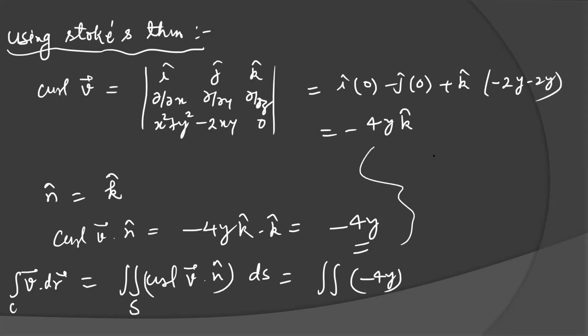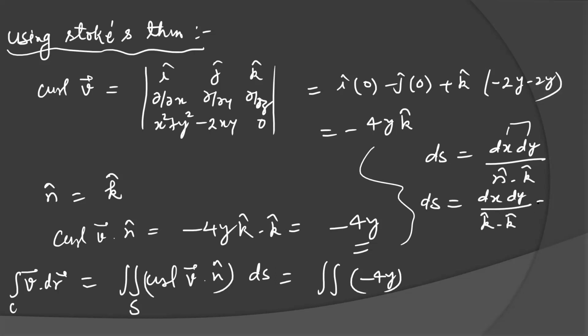And what about dS? I told you dS is equal to dx dy over n cap dot k cap. If you are in the xy plane, you can see my surface integral lecture. So that will be equal to dx dy. n cap is nothing else, it is k cap only. So k cap dot k cap is 1. So this is equal to dx dy.